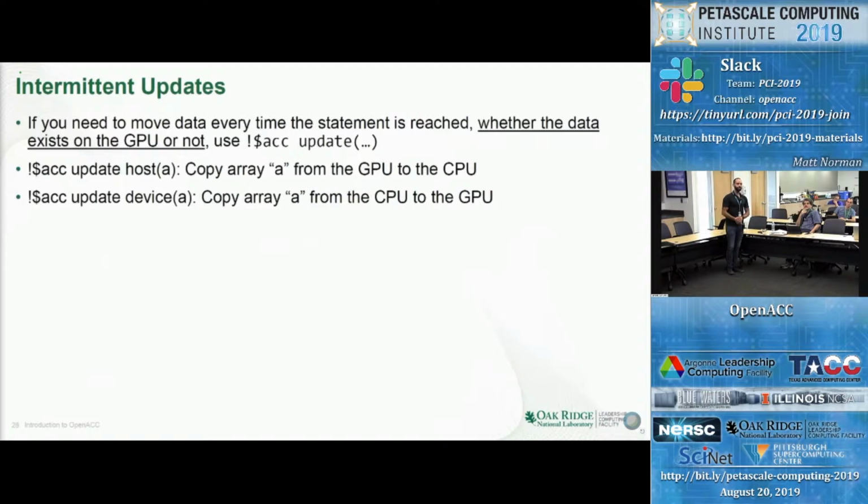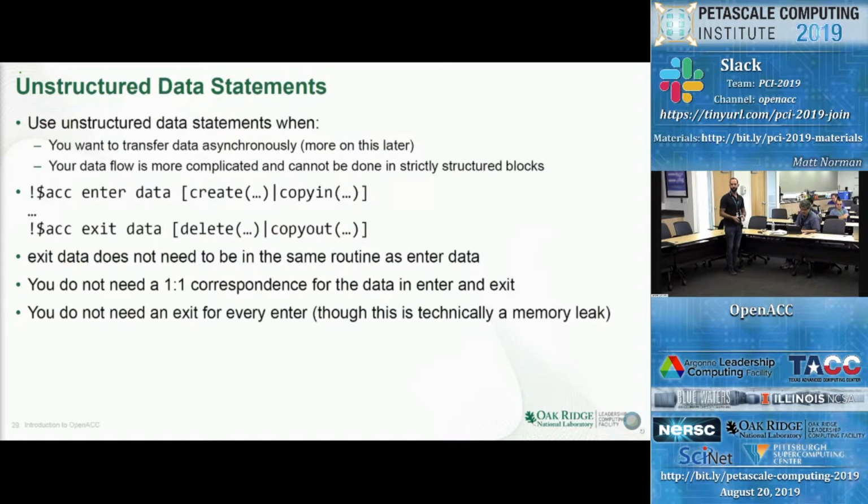If you want to do an intermittent update to the GPU or the CPU, again, if you use copy in and the data already exists, it's not going to do anything on the GPU. One way you can get around this is to use the ACC update. If you declare an update in the code, update host means take it from the GPU to the CPU, and update device means copy it from the CPU to the GPU. When you use update, it has to already exist in GPU memory space, so you have to have already done a copy in or create or copy. But this will always copy it from one memory space to the other, even if the data already exists.